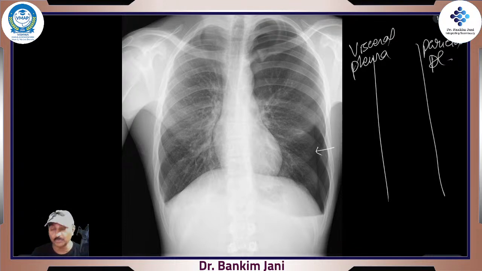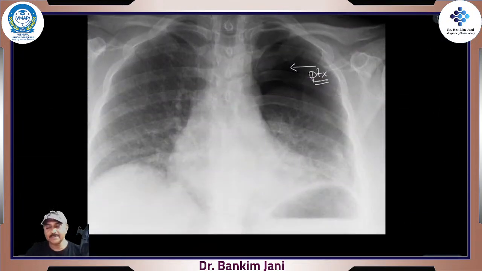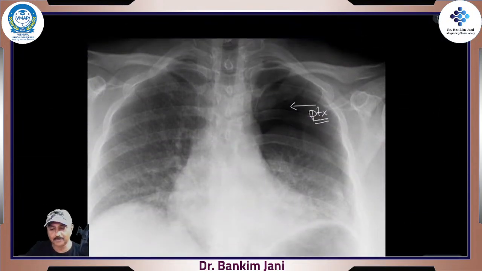What is the pleural line? Normally you don't see it. To be specific, this is the visceral pleura, because the parietal pleura is stuck with the inner side of the thorax. Here is another pneumothorax, and see the shift. Yes, so that much has collapsed. Very true. That much has collapsed.